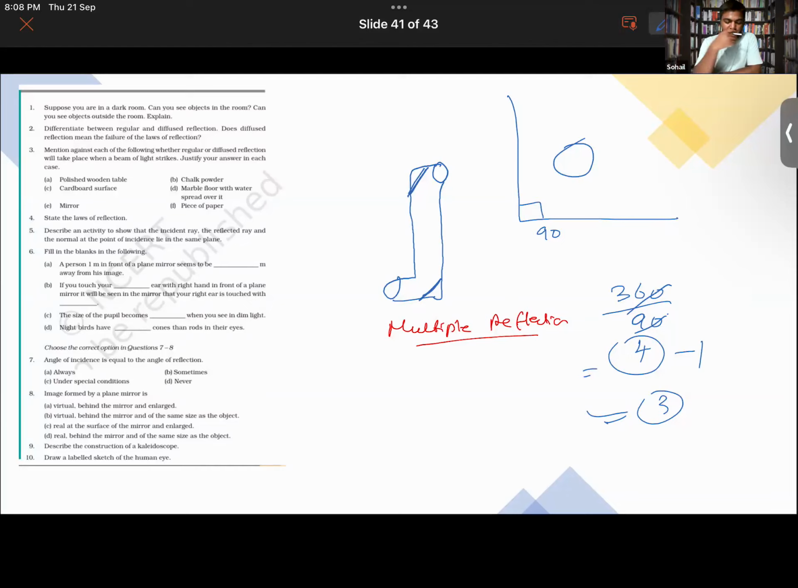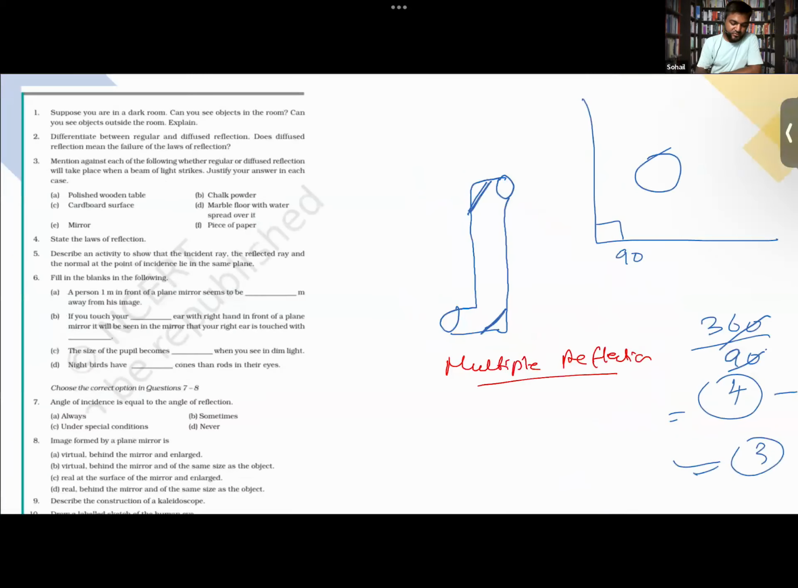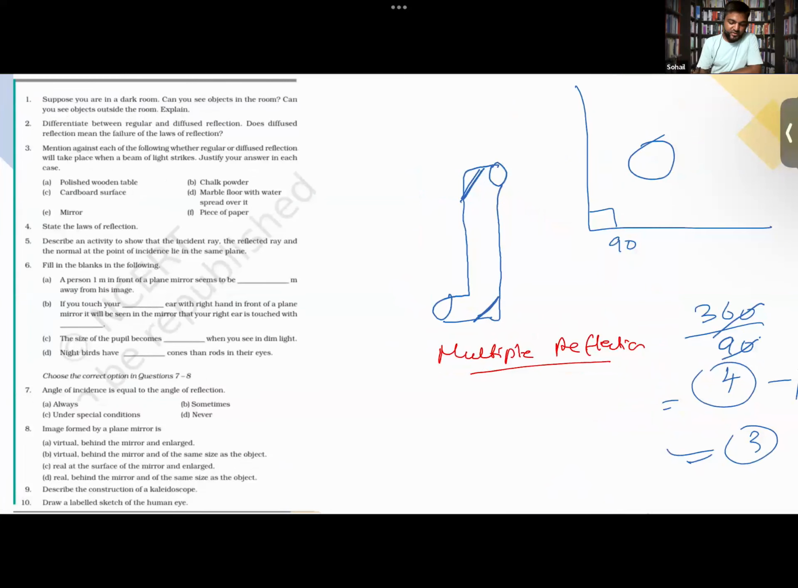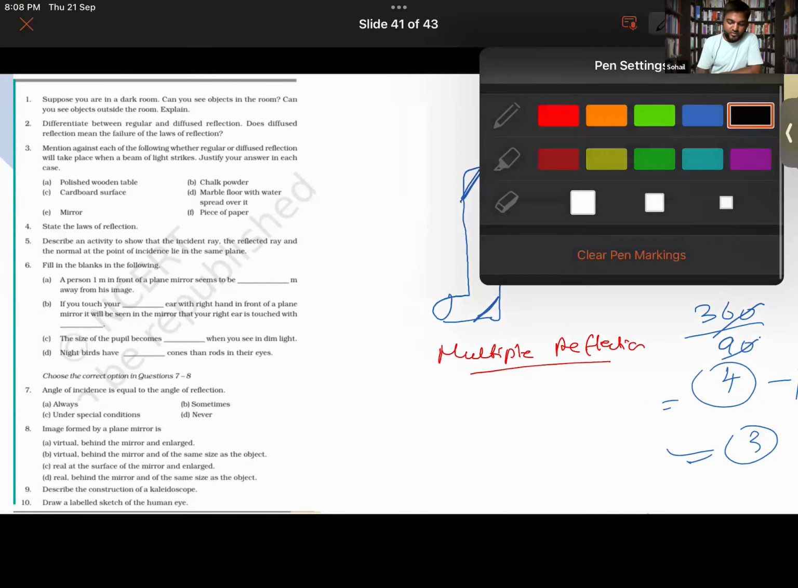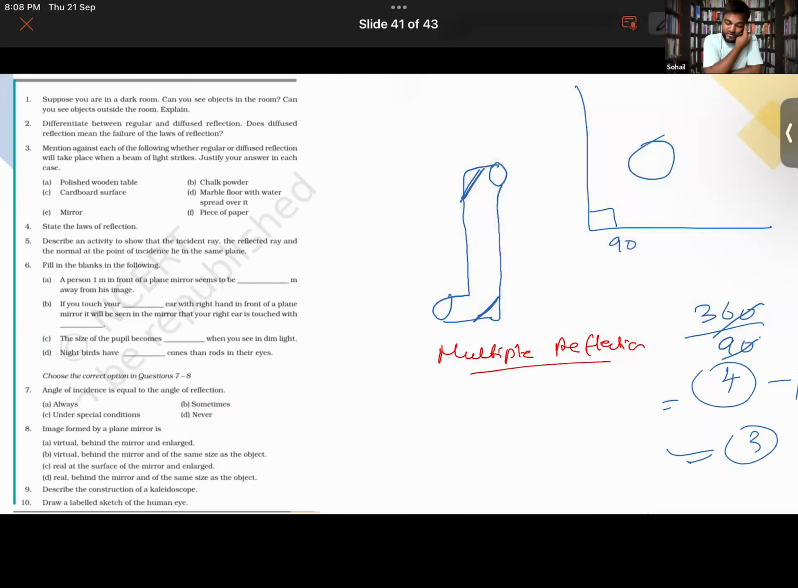Yes, sir. Okay. Now look at the questions given here. Question number one. Suppose you are in a dark room. Can you see an object in the room? Can you see objects outside the room? Yes. No, sir. You can see the objects outside the room while not inside the room. Why is it so?